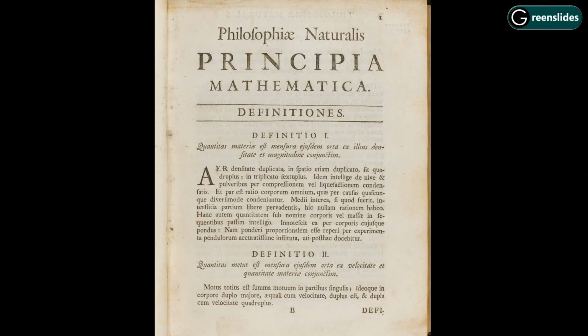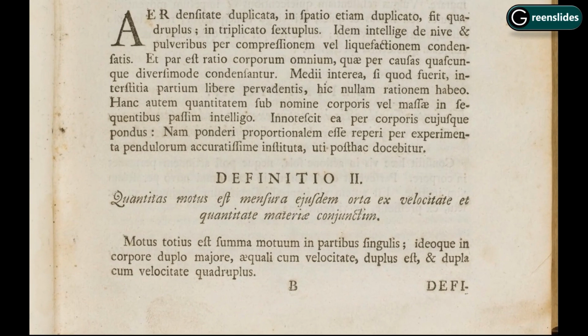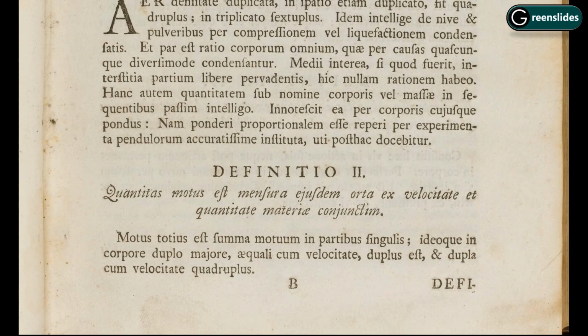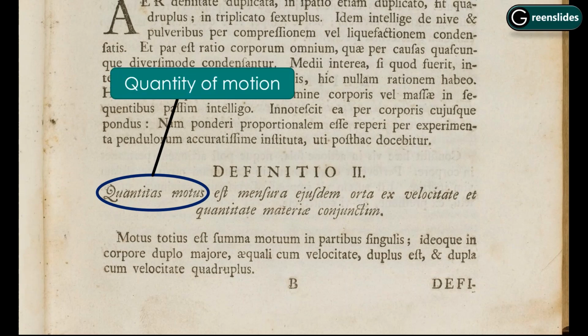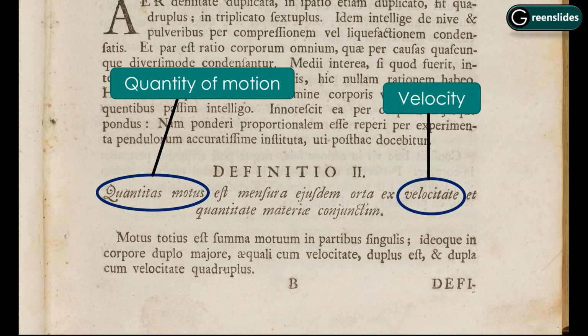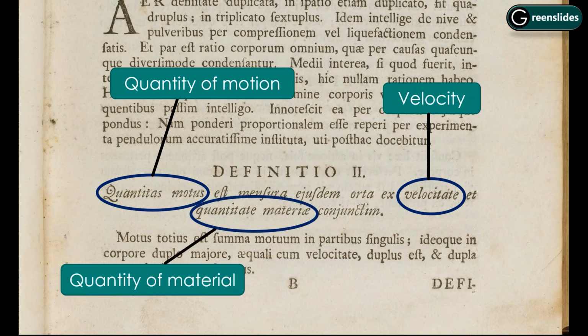Before the laws, he gave some definitions. Our concern is the second one. Now, I don't know how to actually pronounce Latin, so pardon me for that, but I'll tell you the meaning of what he's trying to say here. Just focus on the 3 words. First one, quantitas motus, which means the quantity of motion. The second one is velocitate, which is the velocity, of course. The third one is quantitate materia, which means the quantity of material.